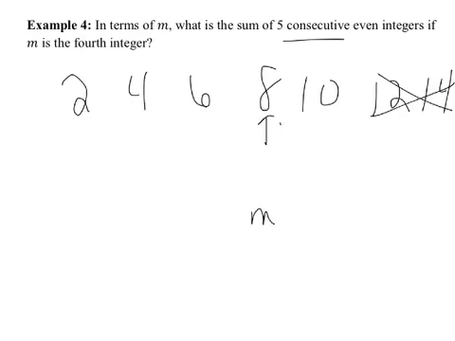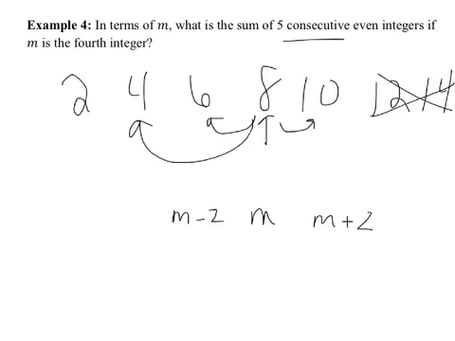How do you go from 8 to 10? It's 2 more. So this integer would really be m plus 2. How do you go from 8 to 6? You take away 2. So this integer would be m minus 2. How do you go from 8 to 4? You take away 4. So this would be m minus 4. And to get to 2 would be m minus 6. But what are we trying to do? We're trying to find the sum of these. So let's put a sum symbol between all these.